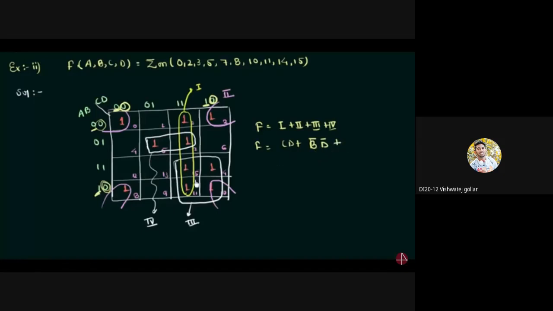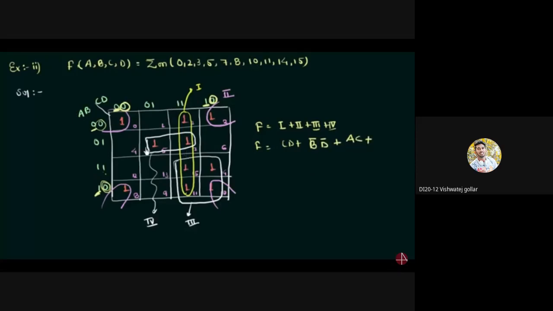Now we will move to the third group of ones, which also contains 4 ones. So in this also we will reduce 2 variables, and let's see what these variables are. I can see that B is changing from 0 to 1, but A is not changing, it's 1. So A is there, and in this I can see that D is changing from 1 to 0, but C is the same. So C is here.